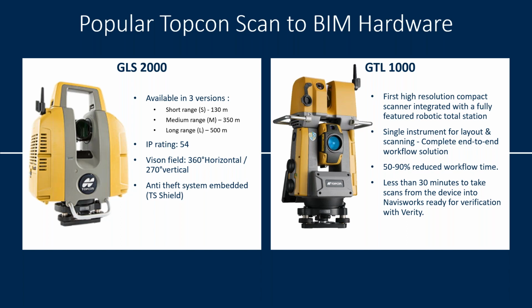When it comes to the GTL 1000, it's more of a high resolution compact scanner, and it reduces your workflow time by 50 to 90%. And I've seen this in application, and those figures are damn correct. And it's less than 30 minutes to take scans from the device to Navisworks and check the verification on Verity. So a lot of people don't know what Verity is, and I thought I would bring this in, especially if you are in construction. You will see how good this is.